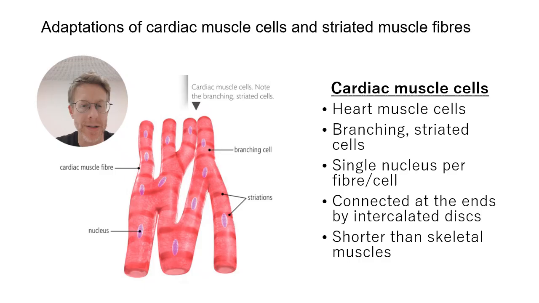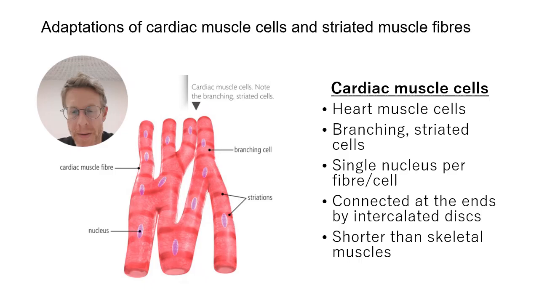So looking at cardiac muscle compared to skeletal muscle, cardiac muscle is branched, and skeletal is not. Cardiac muscle has only one nucleus per cell, whereas skeletal muscle will have multiple. In cardiac muscle, the individual cells are connected to each other in a very special way. It's a strong connection called an intercalated disc. And that makes sure they can almost act as a single unit. And they're quite short, much shorter than skeletal muscle.